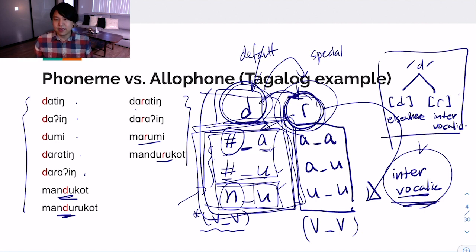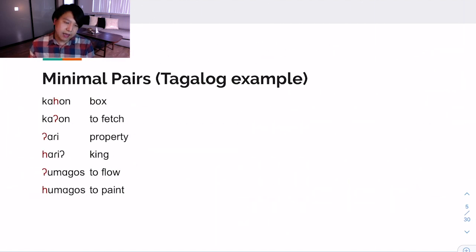That's how you analyze a phoneme. And if you find a minimal pair, you don't have to go through all of that. So H and glottal stop a, ha and a in Tagalog are two different phonemes. How do you know that? Because we have minimal pairs here.